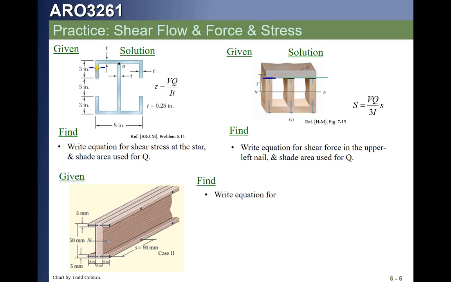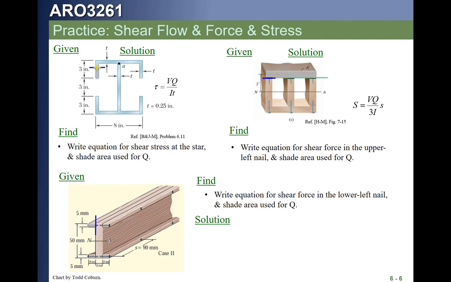Problem like this, same approach. Our equation is VQ over I. If we want the equation in the lower left nail, we draw our line through it like this. This says lower left nail, but for some reason I drew the upper right nail. So what we're actually talking about here is the upper right nail, I guess. If we're looking for the upper right nail, we just cut this off.